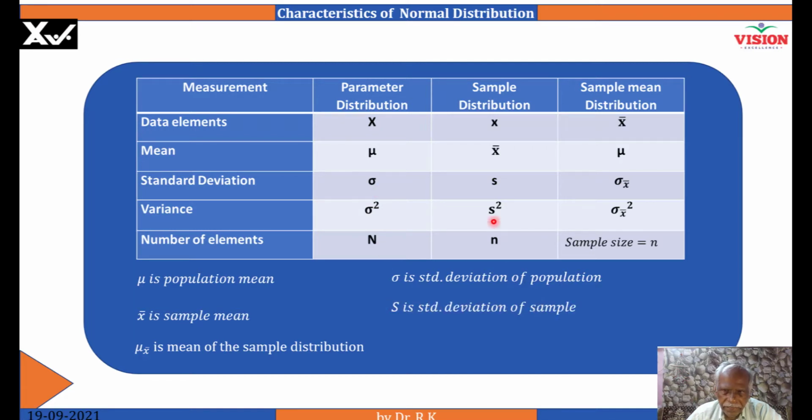S is the standard deviation of the sample, capital S. And sigma x bar is the standard deviation of sample mean distribution. This is here. And this is also called standard error. Sample size is small n.